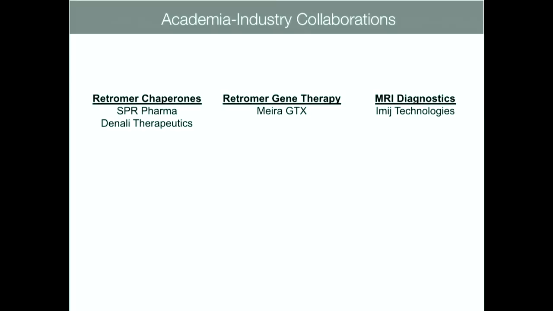And so we've been starting to collaborate with companies, many of which I'm involved with. The chaperones gave rise to a company, which is now also part of Denali Therapeutics. Retromer gene therapy, I'm working with a New York-based company that focuses on gene therapy called Miura GTX. And also, the MRI techniques that we developed, industry thinks might actually be useful for diagnosing Alzheimer's. This is a new company for that.